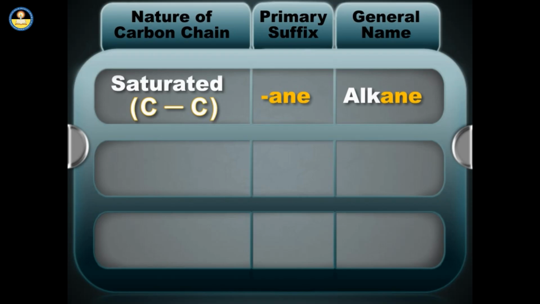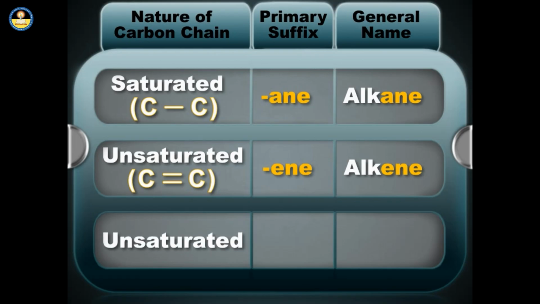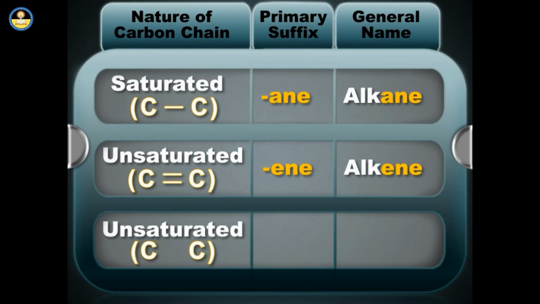If nature of carbon atom is unsaturated, it means that there will be a double bond between carbon atoms. Primary suffix will be ene. General name of the compound will be alkene. If nature of carbon atom is unsaturated, it means there will be a triple bond between carbon atoms. Primary suffix will be -yne. General name of the compound will be alkyne.